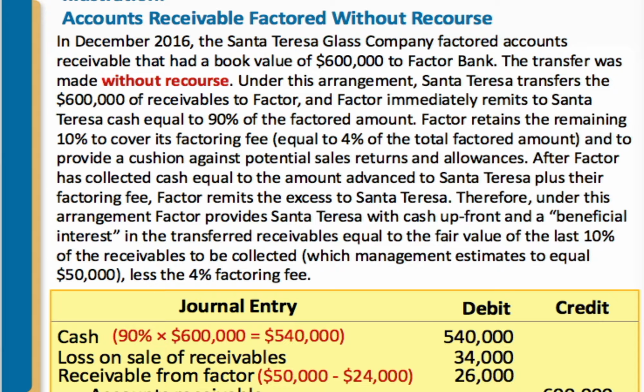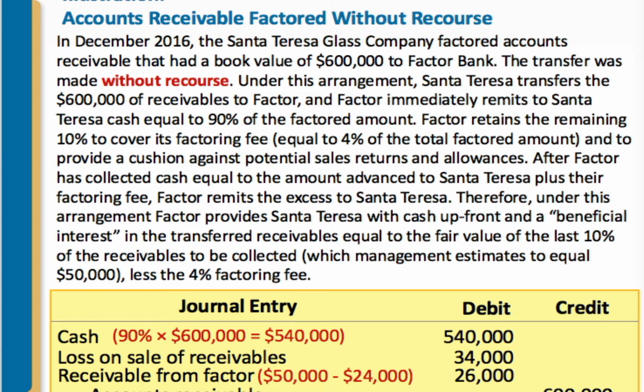The company records the transfer by crediting liability financing agreement for $600,000, which is the book value. Cash is debited for $540,000, which is 90% of the $600,000, and receivable from factor is debited for $26,000, which is $50,000 less the $24,000 fee, and the balance amount is recorded as a loss on the sale of receivables.